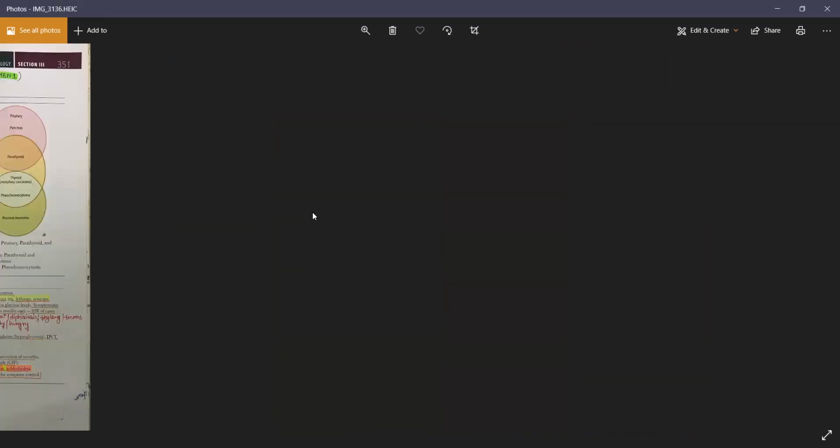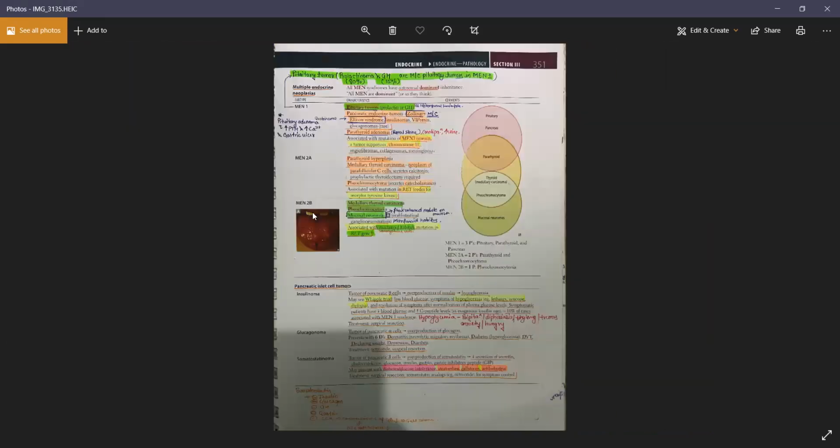Dr. Chaudhary, quick question. Yes. Why can't you give octreotide in insulinoma, because it can also suppress the insulin, right? Why are we giving octreotide in the somatostatinoma? No. Why can't you give octreotide in insulinoma?